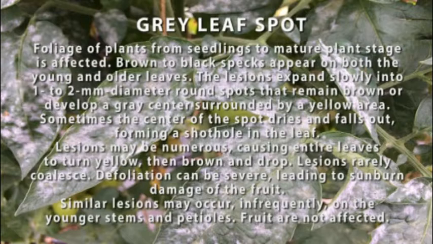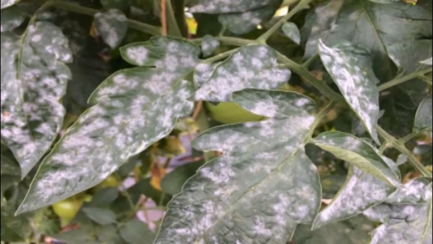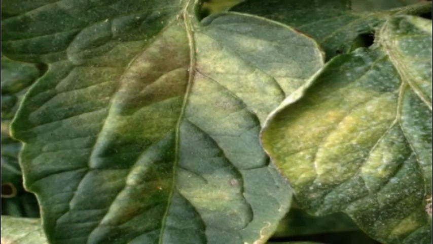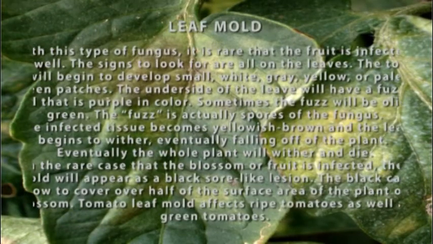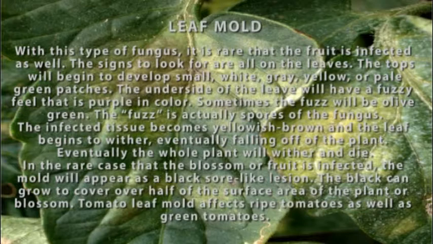Defoliation can be severe, leading to sunburn damage of the fruit. Similar lesions may occur, infrequently, on the younger stems and petioles. Fruit are not affected. Leaf mold. With this type of fungus, it is rare that the fruit is infected as well. The signs to look for are all on the leaves.